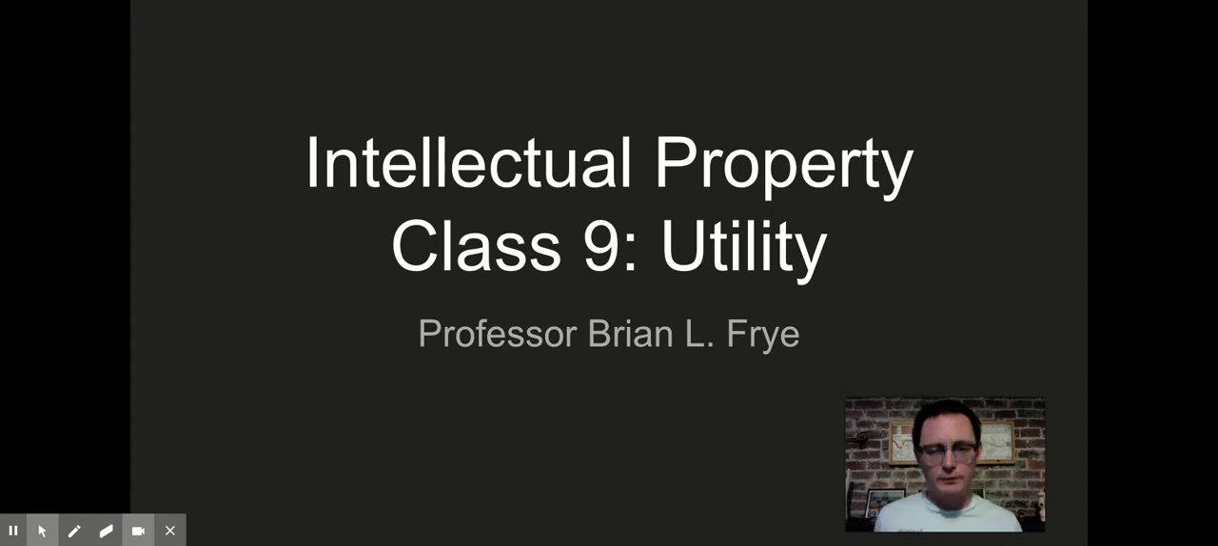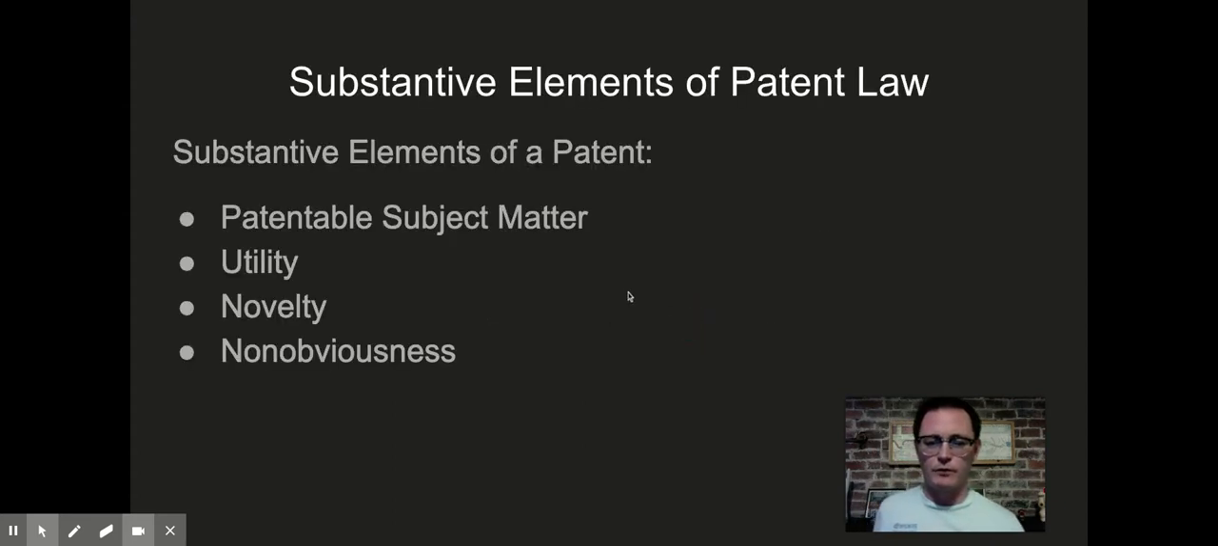This is Class 9. We're going to be talking about the second of these substantive requirements, or substantive elements of patentability, namely the utility requirement. So in the last class, we talked about patentable subject matter, or the classes or kinds of things that can be the subject of patent protection.